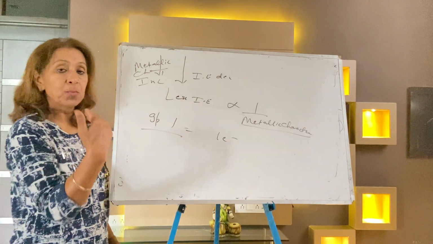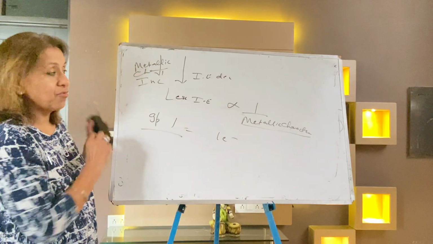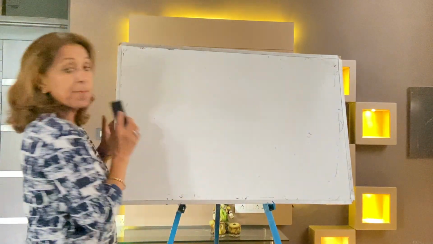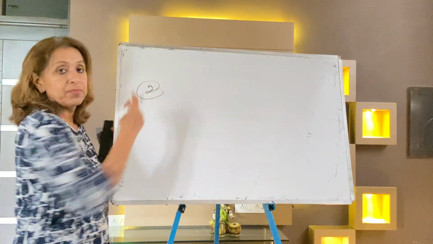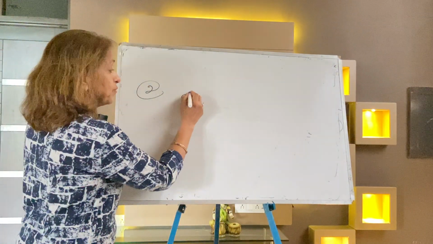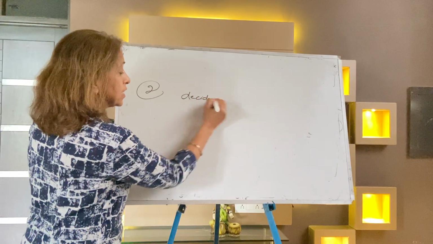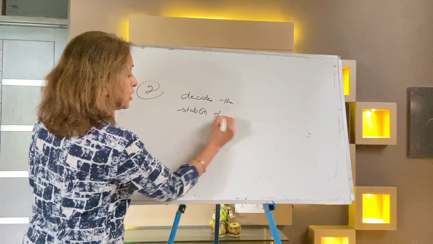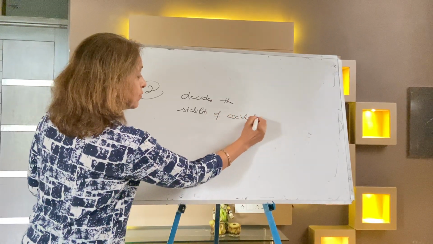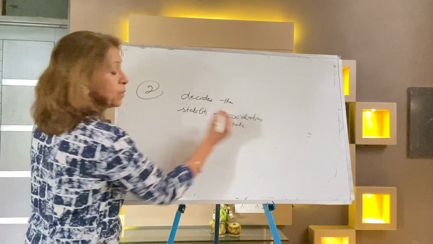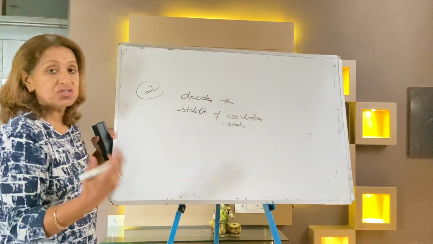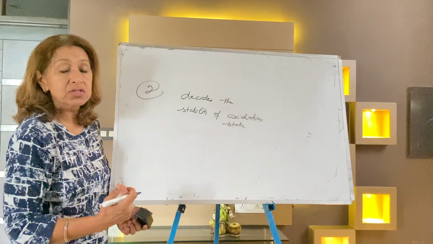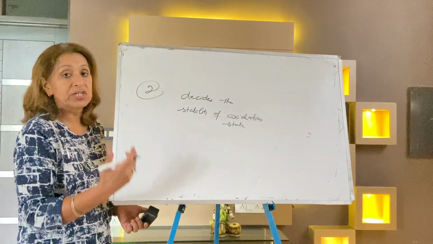Now what happens in a group? In a group, metallic character increases because ionization energy decreases. The second application of ionization energy is that it decides the stability of oxidation state. Less the ionization energy in a particular state, the more stable the state is.